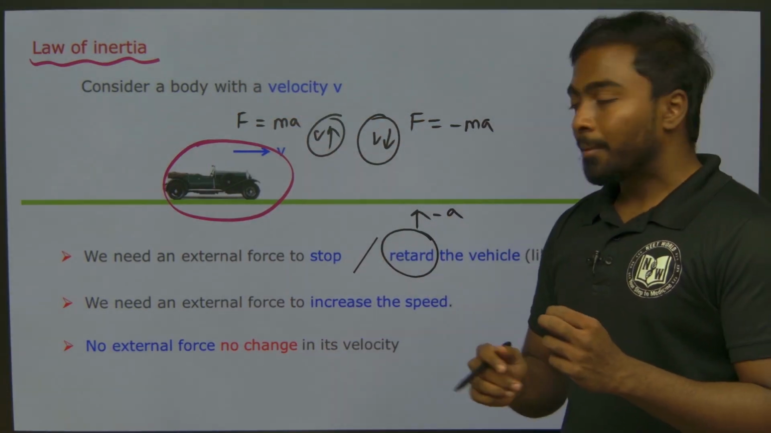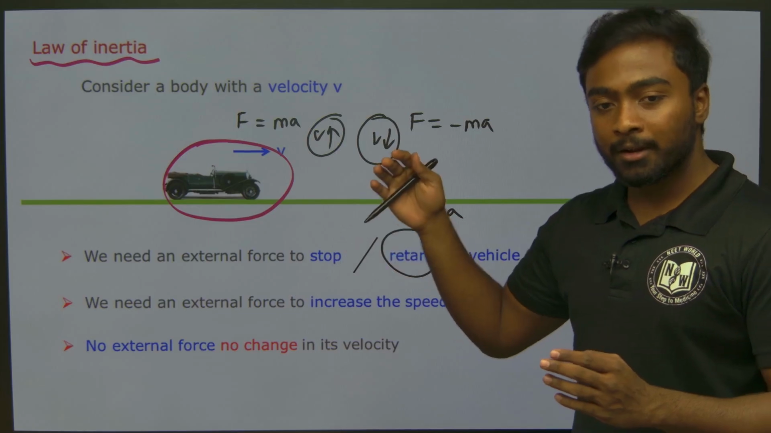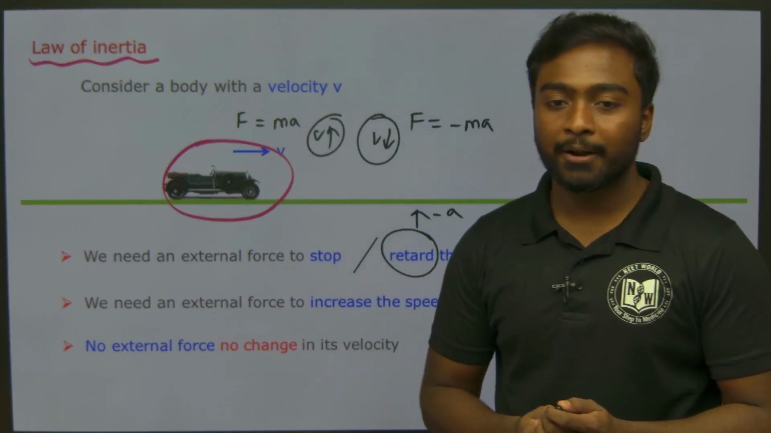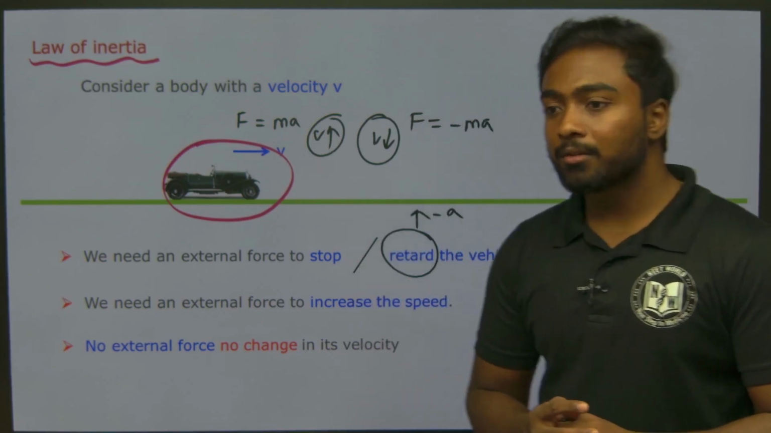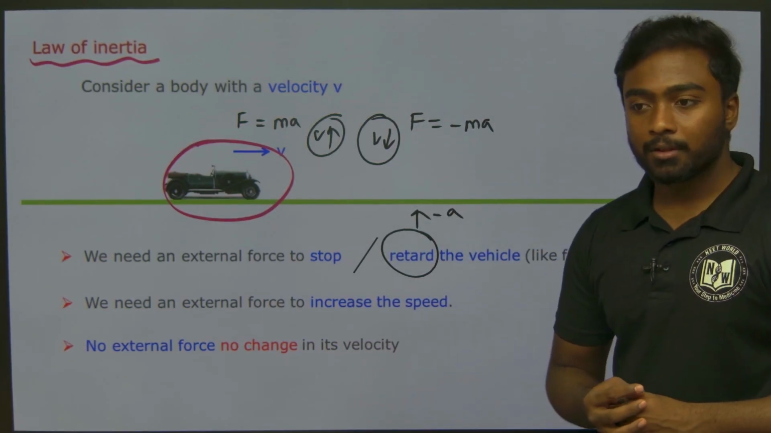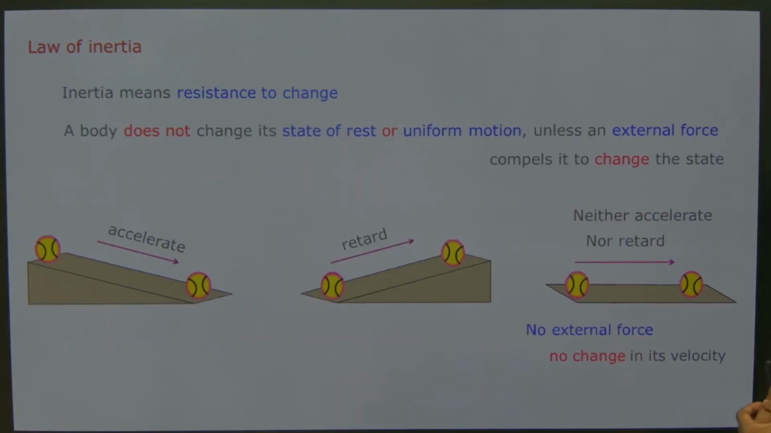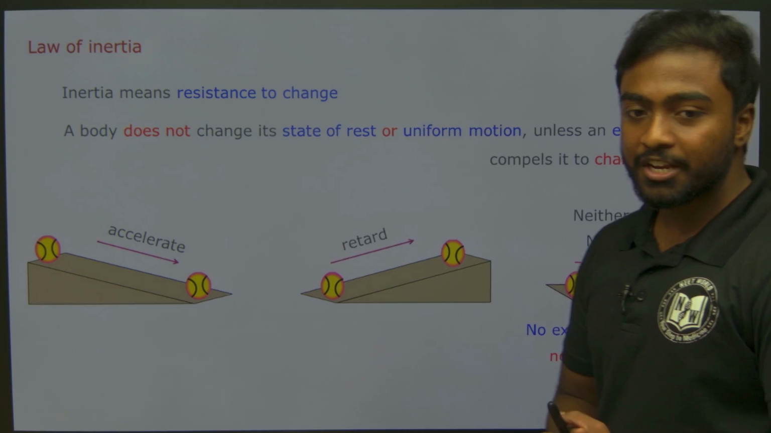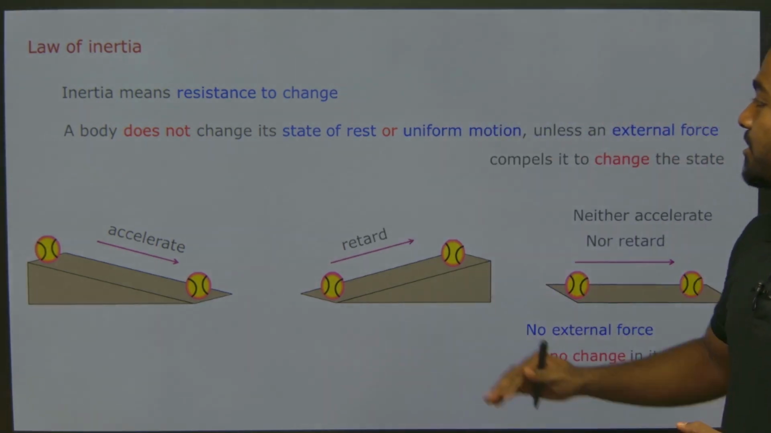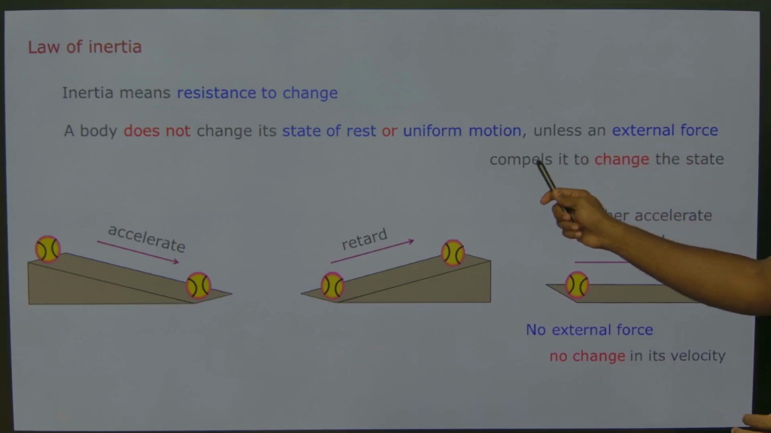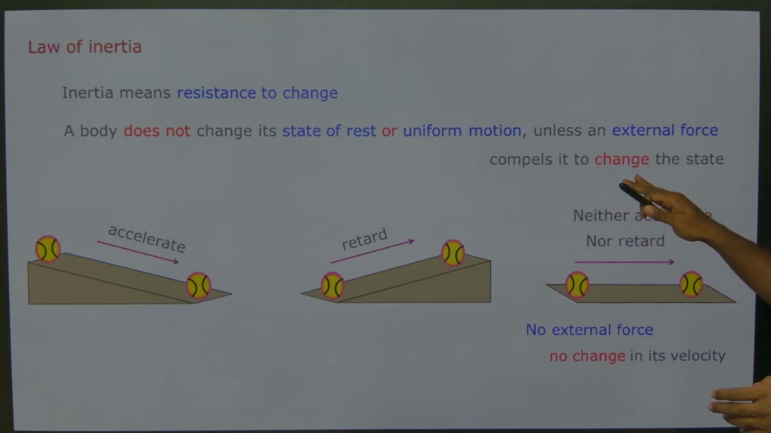A body continues in its state of rest or motion unless or until an external agency has been applied over it. So this is Newton's first law, the law of inertia. Inertia means resistance to change. So a body does not change its state of rest or uniform motion unless an external force acts on it to change that state.